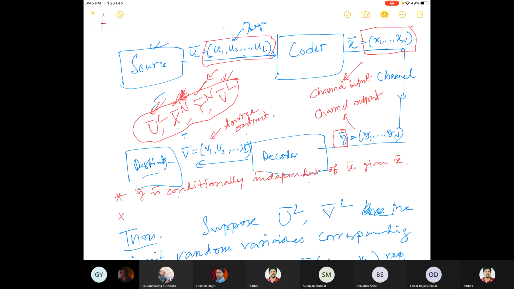This is one observation. The next observation is that V bar is conditionally independent of U bar and X bar given Y bar. So V bar is obtained from Y bar only. U bar and X bar have no connection, because the decoder only decodes what is received, which is Y bar. So V bar is independent of U bar and X bar given Y bar, and Y bar is independent of U bar given X bar. These are the two things we have to remember from this picture, because I'll be using this.